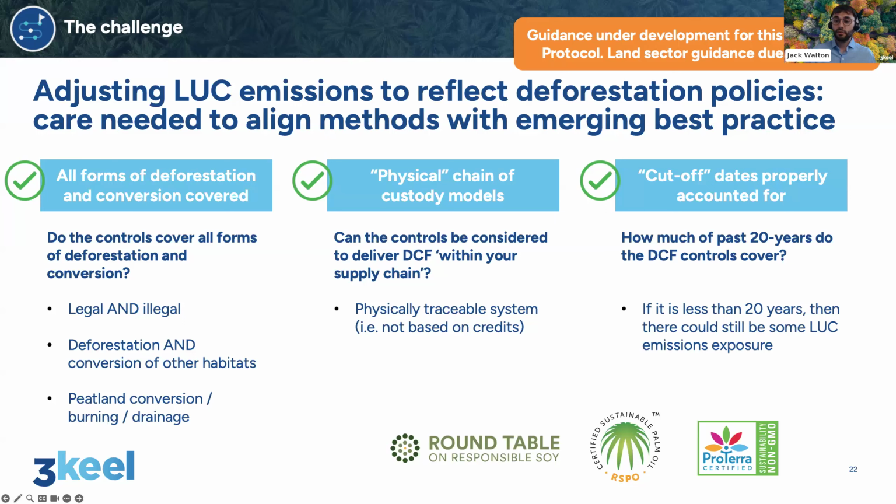And finally, we need to make sure that we account for cut-off dates properly in our land use change emissions. So a cut-off date often comes with a certification. So there's some examples at the bottom. And the cut-off date says that no land use change has occurred past that cut-off date. But if that cut-off date is within the past 20 years, because of that 20-year allocation period, there could be some land use change emissions in your emissions inventory. And we need to make sure exactly how much of those emissions to include so you reflect reductions correctly.